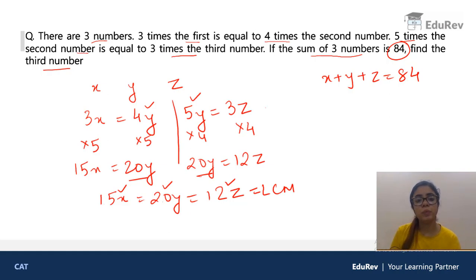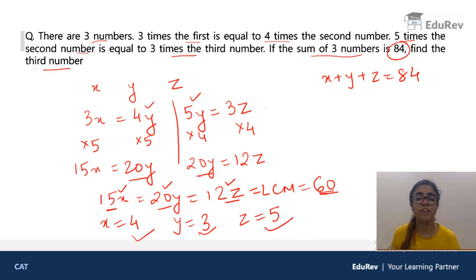The LCM of 15, 20 and 12 will be 60. So this means 15x is equal to 60. Correct? So x will be equal to 4. 20y is equal to 60, so y will be equal to 3. 12z is equal to 60, so z will be equal to 5. Okay, so I got my three numbers 4, 3 and 5.